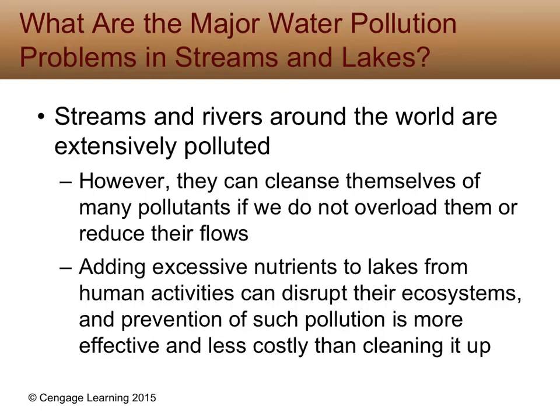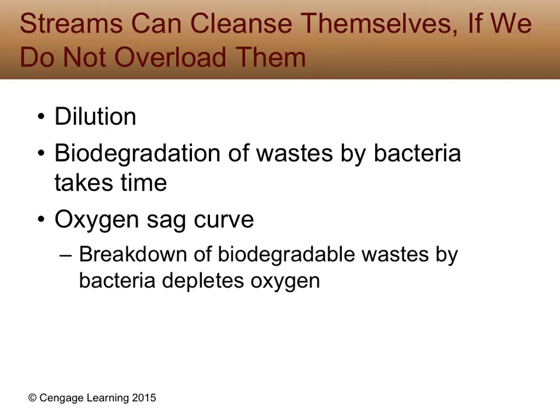Let's prevent it before we put it into our ecosystems, because once a river takes it, it's not easy to clean up. We could try to dilute these pollutants. That was kind of the answer about 20 years ago, and we don't really rely on that much anymore. We could use biodegradation of waste by bacteria, but that takes time. I'm going to show you a picture in the next slide of something called the oxygen sag curve, which is very important to know, so make sure you learn it. Breakdown of biodegradable waste by bacteria depletes oxygen.